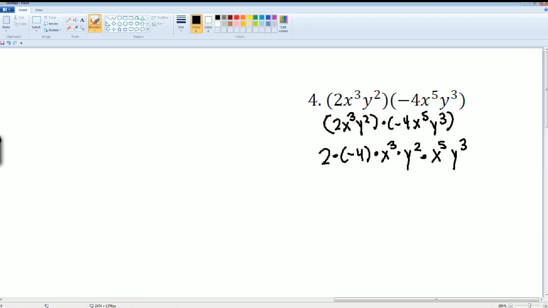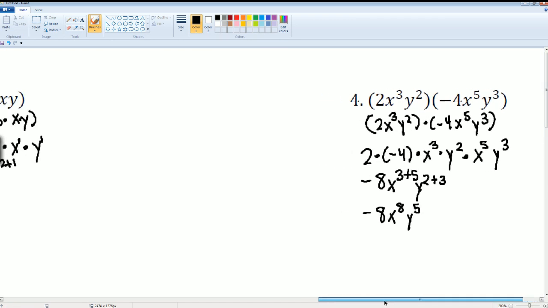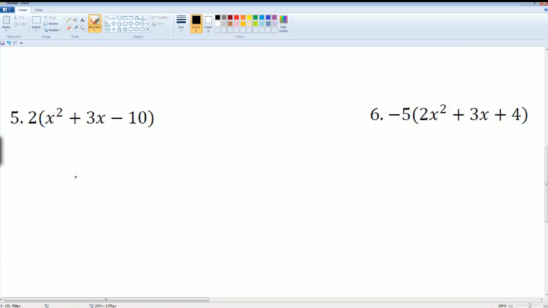So we know 2 times negative 4 gets you negative 8. Multiply that. x to the third power plus 5, right? Because the exponents add. For y, you have 2 plus 3, that's the exponent of 5. So your answer is negative 8 x to the 8th, y to the 5th. Make sure it's a negative 8 here. All right, so that's 4. Let's go down to 5 right here.